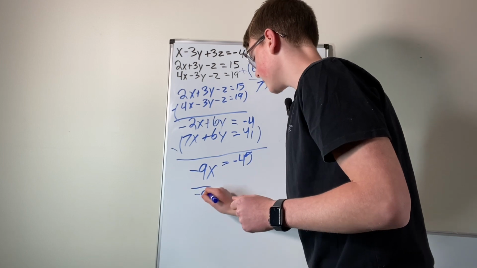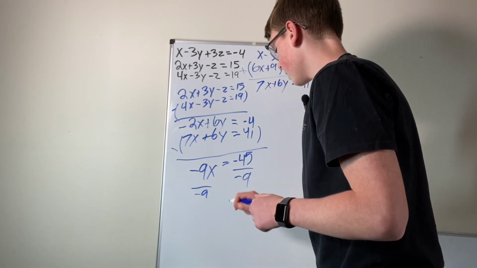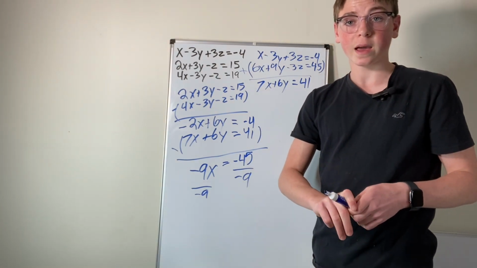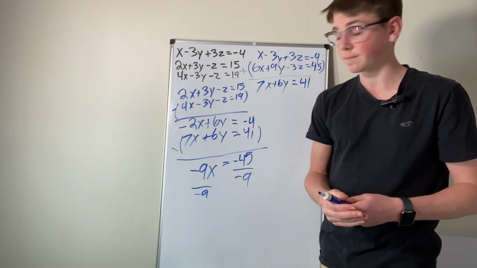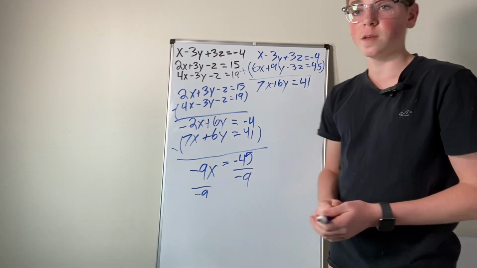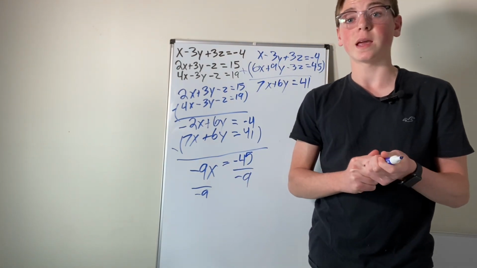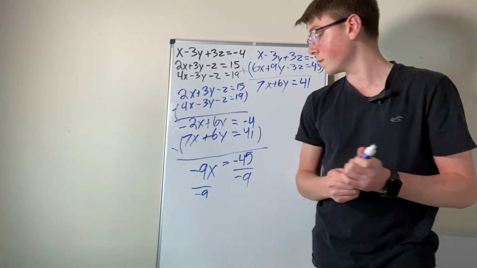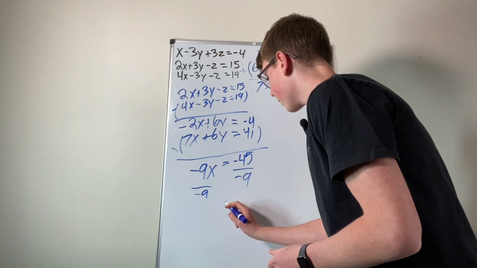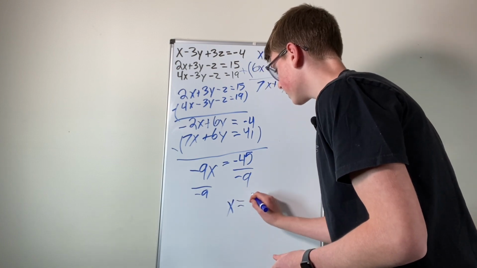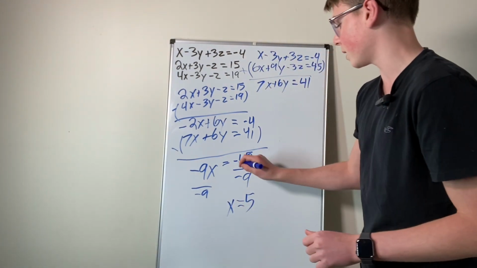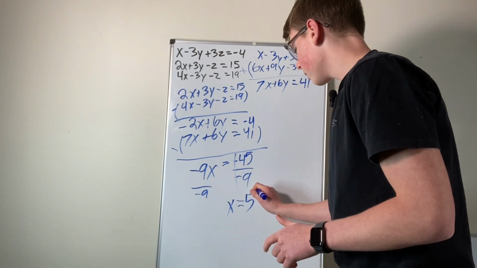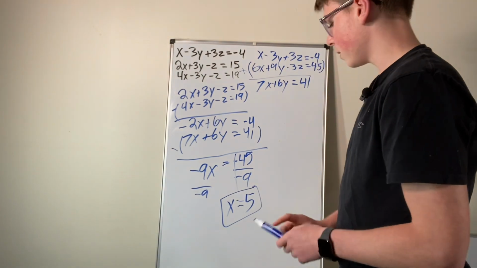Then we divide both sides by negative 9. Now, we have to think back to our multiplication. Negative 45 divided by negative 9. Well, negative 9 times negative 5 is negative 45. So, x equals 5. It's just negative 45 divided by negative 9. These negatives cancel, and it's 45 divided by 9, which is 5. So, x equals 5. Now what?